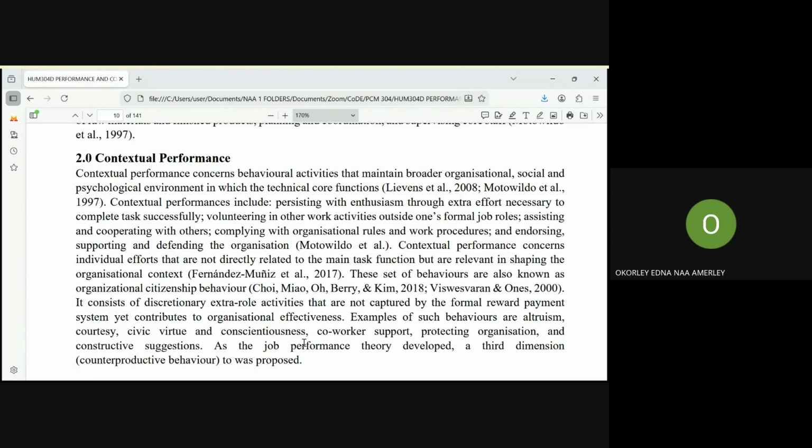So the contextual performance looks at the set of behaviors which we call organizational citizenship behaviors. And these behaviors could be courtesy, could be co-worker support, protecting the organization. There are some people, I worked in a company where there's this lady, anytime she finishes her work and others have not finished, she'll come to you and ask, please, is there anything I can help you with so that we can all close and go home early? This is somebody who sees your work as part of her work, in the sense that if you have not finished, we cannot close. So what can I do to help you?